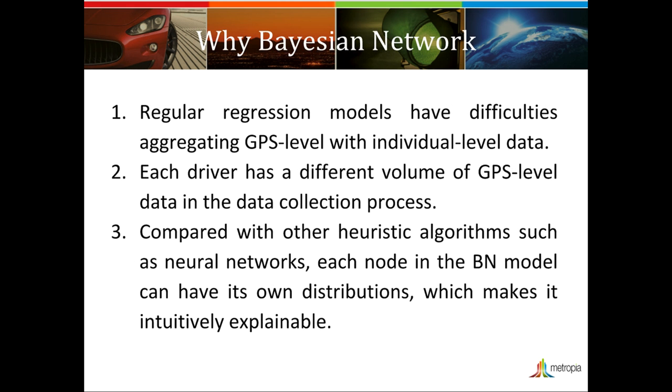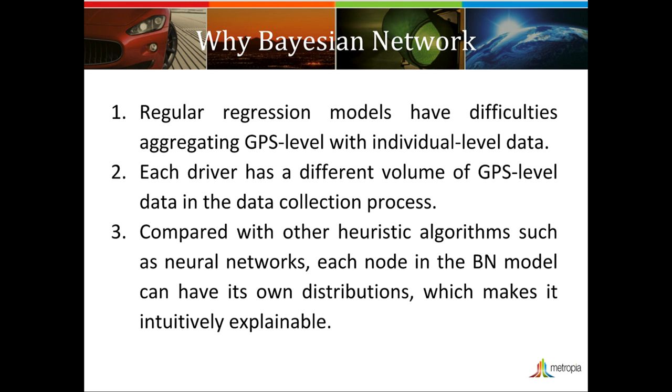In order to address the objectives identified previously, a hierarchical Bayesian network model is proposed as the methodology foundation, with the vehicle trajectory data and corresponding spatial temporal contextual data as inputs. The reasons for utilizing the Bayesian network model include the following. First, in order to investigate the relationship between the GPS level data and the driver level crash risk, we require an appropriate information aggregation scheme. Regular regression approaches have difficulties aggregating GPS level data with individual level data.